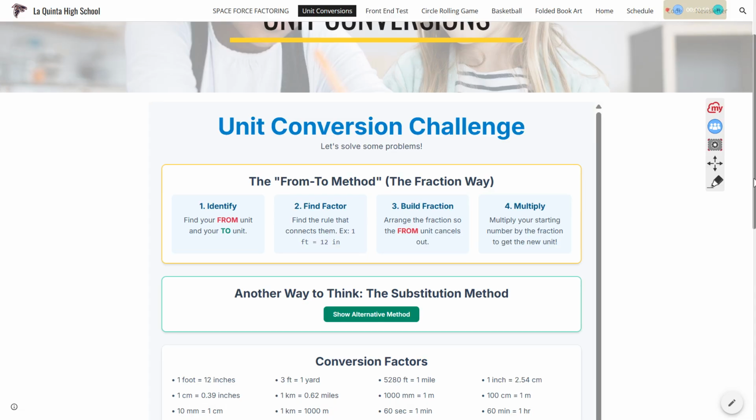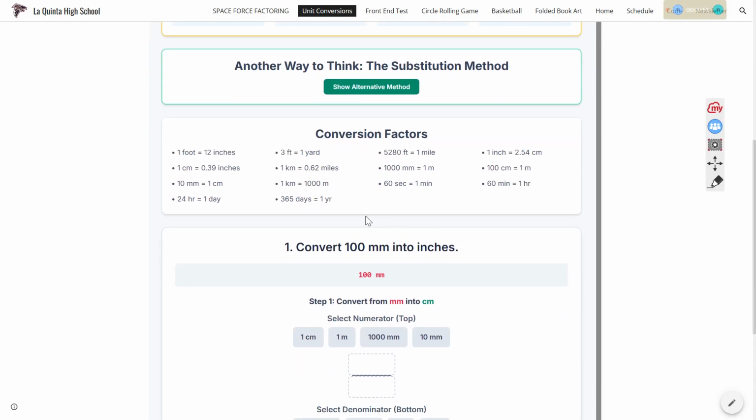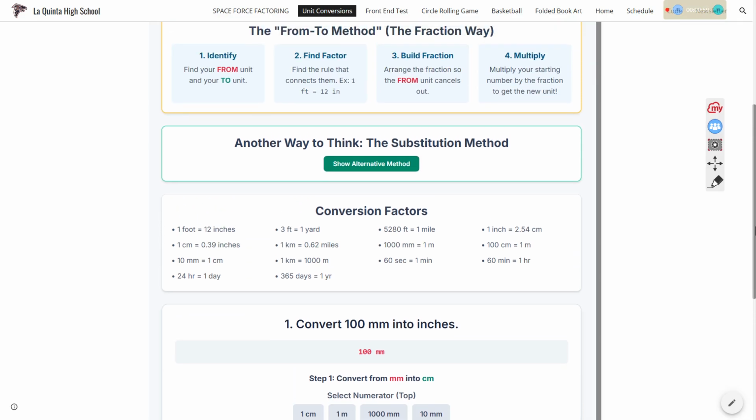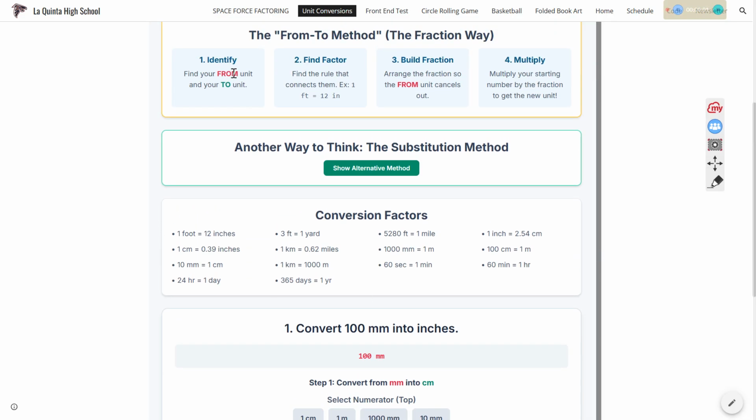If I look at an example of a problem, let's see this one. This says let's turn 100 millimeters into inches. This is what you want to learn how to do here. In this case, the from unit would be the millimeters, because that's what I'm starting with. And I want to go from millimeters into inches. So the to unit is inches, right? I'm turning into inches.